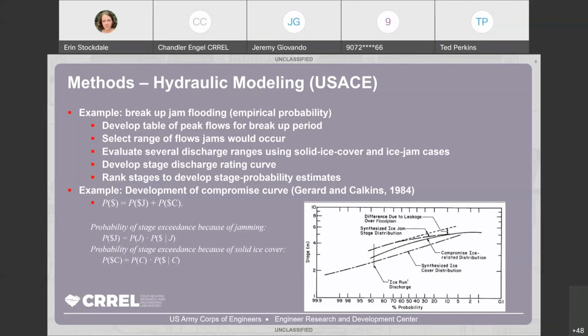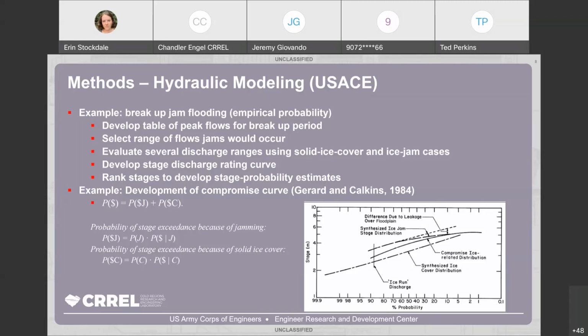what the peak flow regime looks like. Then we would want to select a range of those flows that we feel are reasonable for the winter time, and then we can use that to evaluate several discharges using solid ice cover or ice jam cases, or both. And from those, we can develop a stage discharge rating curve, essentially trying to understand how the ice cover associated with a certain condition will impact stage at a certain discharge. And then if you're doing an empirical probability, essentially you could rank these and fit a curve, or however you would like to approach that.